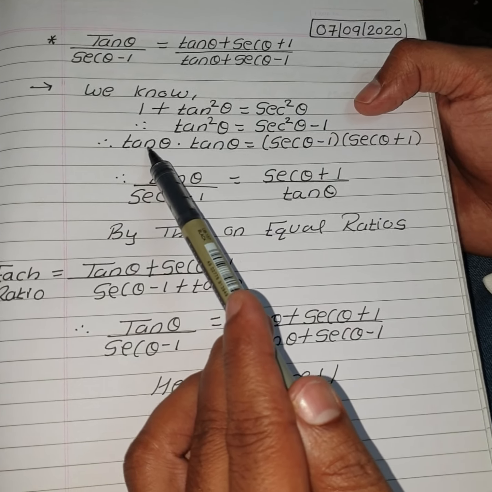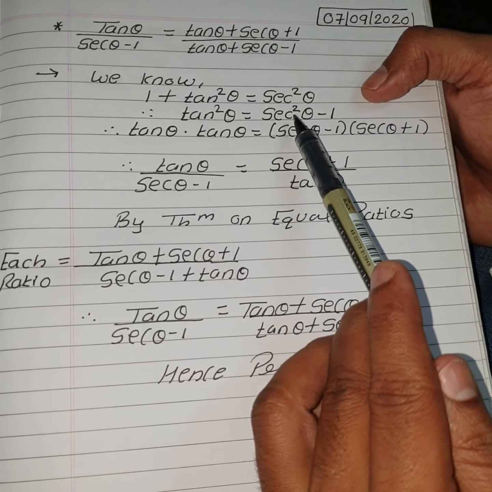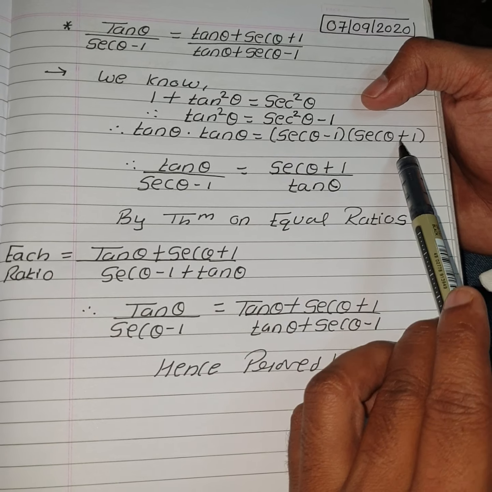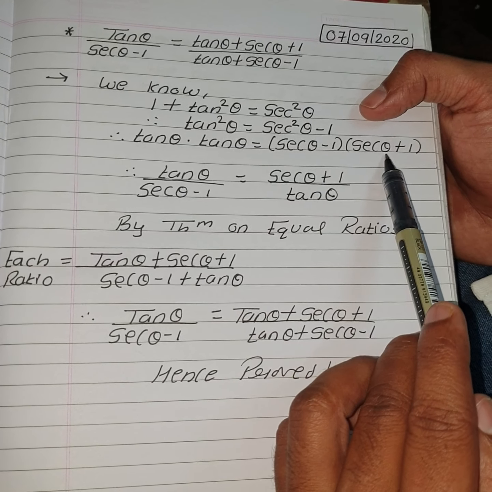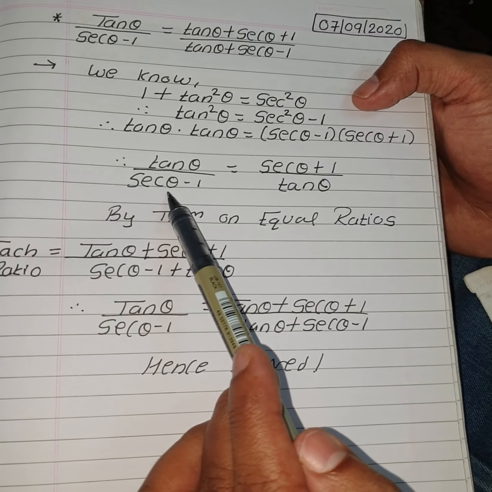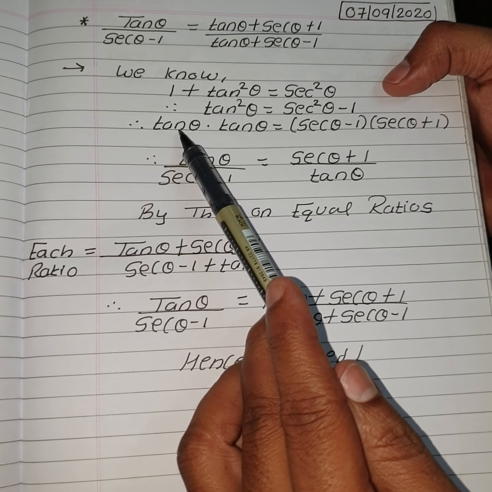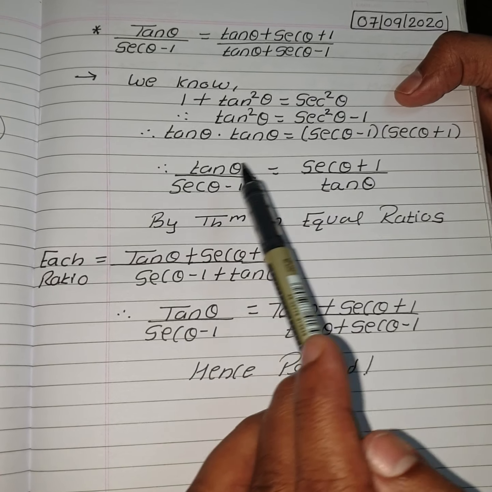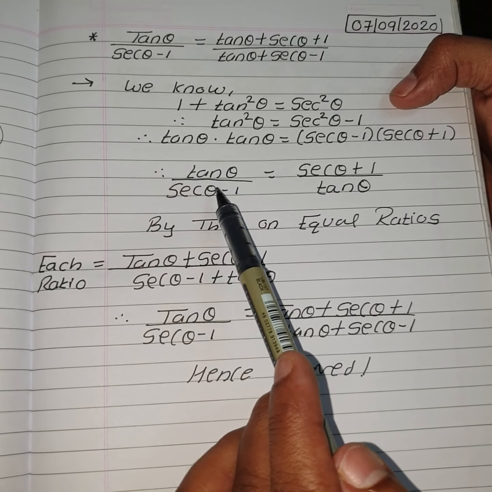tan square can be written as tan theta into tan theta. Similarly, by applying the formula a square minus b square, I got a minus b, a plus b, that is sec theta minus 1 upon sec theta plus 1. I transfer this sec theta minus 1 to left hand side, so it went into the denominator. I transfer this tan theta to right hand side, again it went into the denominator. By doing this, I got two equal ratios and I got my left hand side.